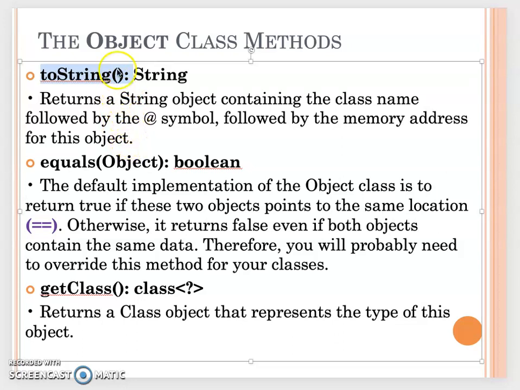By default, the Object class returns a string object containing the class name, followed by the @ symbol, then followed by the memory address. That's the default. I may not have this example for you, but for any class, if you don't override the toString method, that's how it will display the information.